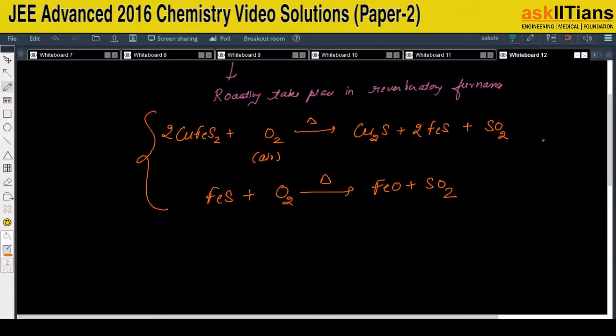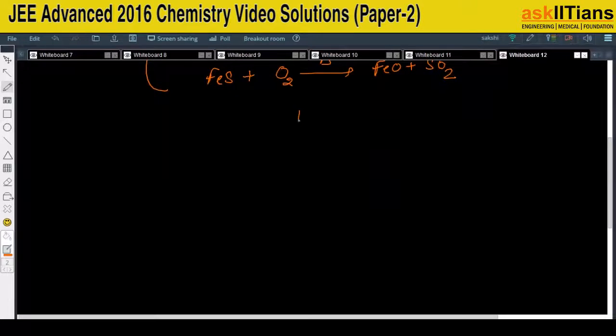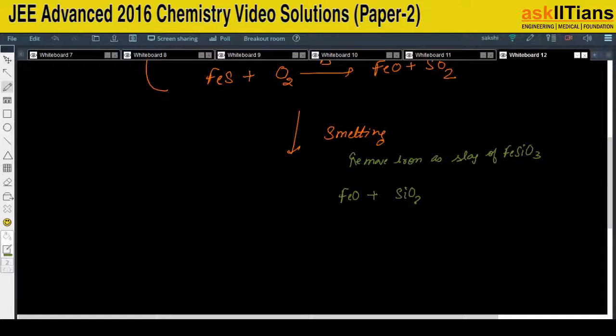Once this process has been done, then it is made to undergo smelting. Now smelting basically involves that iron will be removed as slag. So we are going to remove iron as slag of FeSiO3. So what should be the reaction? You have FeO, it should be treated with SiO2, which is flux in this case, and you heat it, so it is going to form FeSiO3 liquid, and this will be slag.